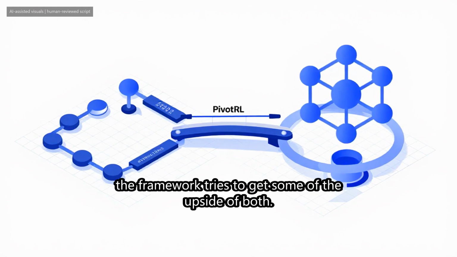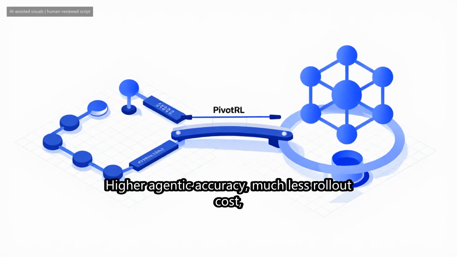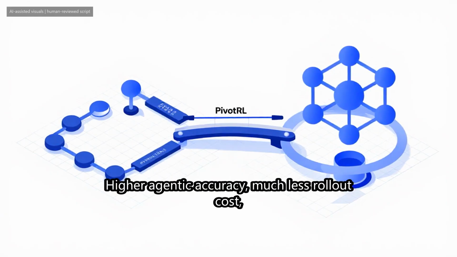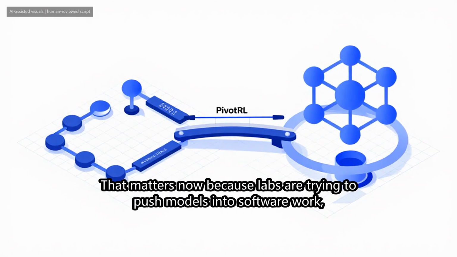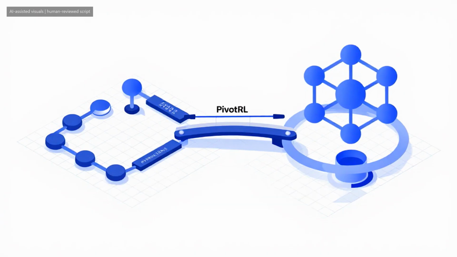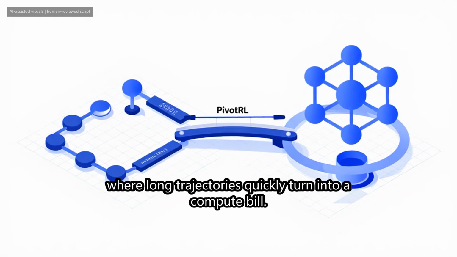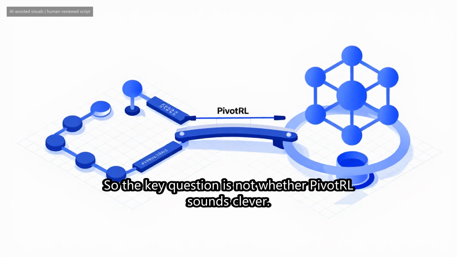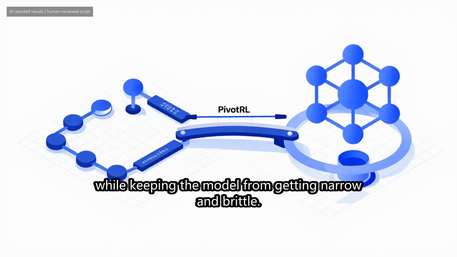The claim is specific: higher agentic accuracy, much less rollout cost, and less out-of-domain damage than standard SFT. That matters now because labs are trying to push models into software work, browser tasks, terminal control, and tool use, where long trajectories quickly turn into a compute bill. So the key question is not whether PivotRL sounds clever. It is whether its training trick actually targets the part of the problem that wastes compute, while keeping the model from getting narrow and brittle.